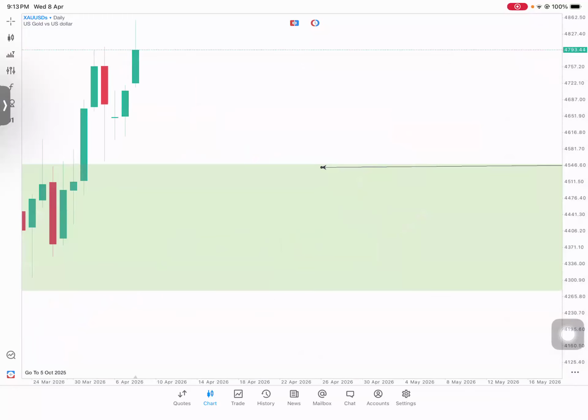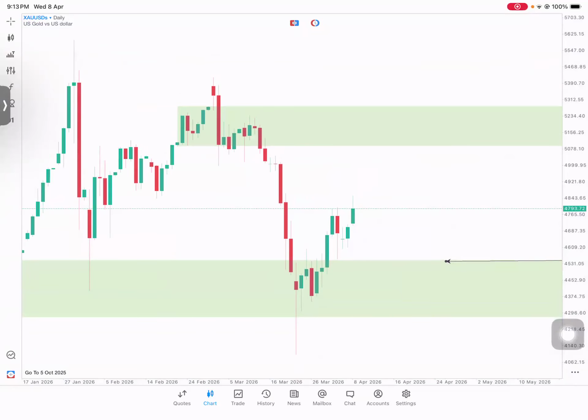You have to go to the daily. Once you go to the daily, you can change your color zone. Maybe you say that on weekly, I'm going to put a green color, but on a daily, maybe I'm going to put blue, purple, or something like that. It's fine as long as you don't get confused, okay?